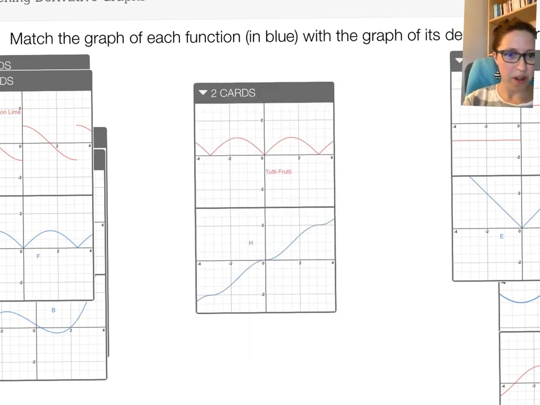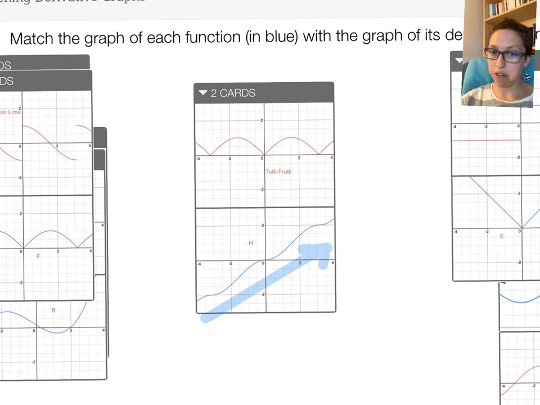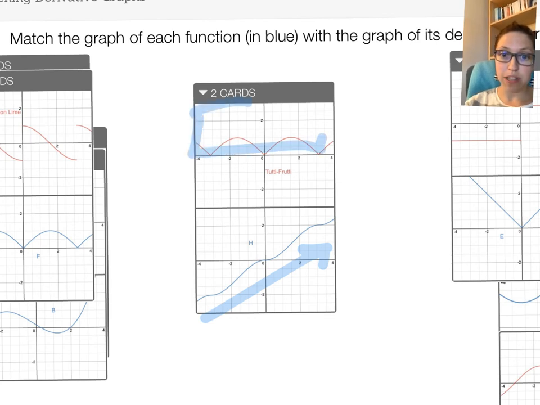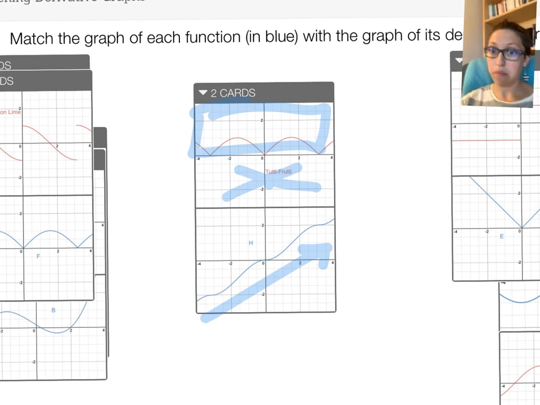All right. So we're going to start with our blue graph again. This thing is just increasing forever, right? I don't ever see that graph curve and go down. We just have positive slopes all day. So we know we're looking for a derivative that has points above the x-axis and no points below the x-axis. So far, so good.